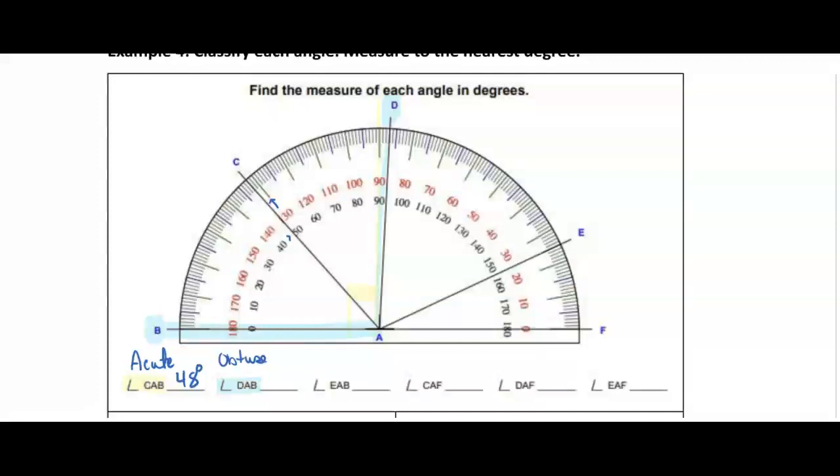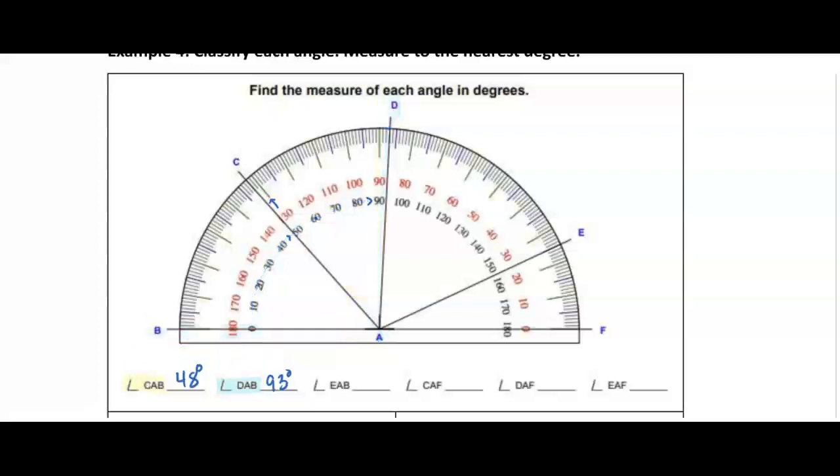Okay, and I've got to start with my vertex at the center, one ray lined up at the bottom of the protractor. Which scale is that lined up with 0? The red or the black? Okay, it's lined up with the black, so I'm going to read across the black all the way. And here's my 90. 91, 92, 93. So 93 degrees, which matches with my estimate of this being an obtuse angle.